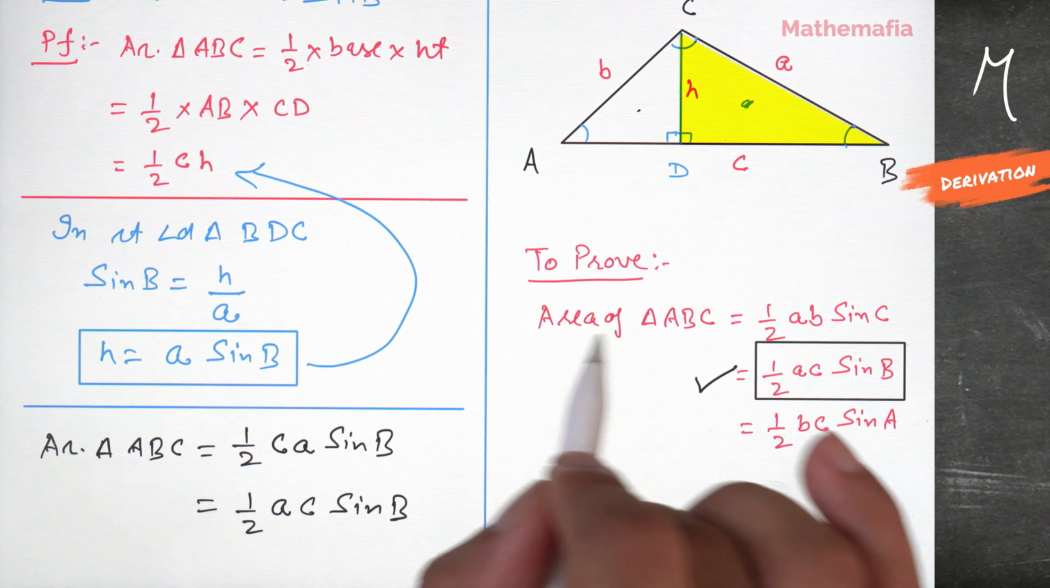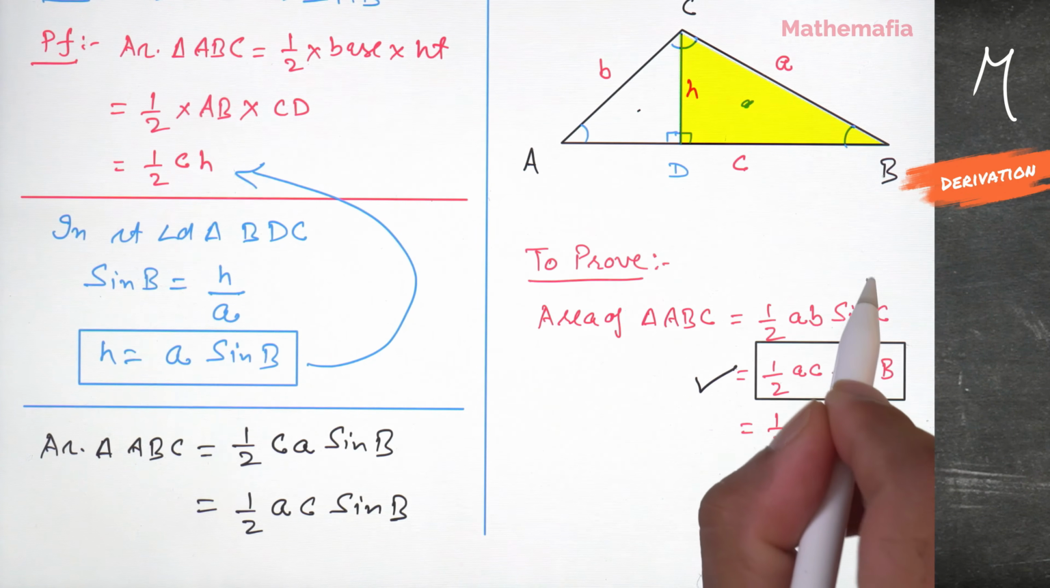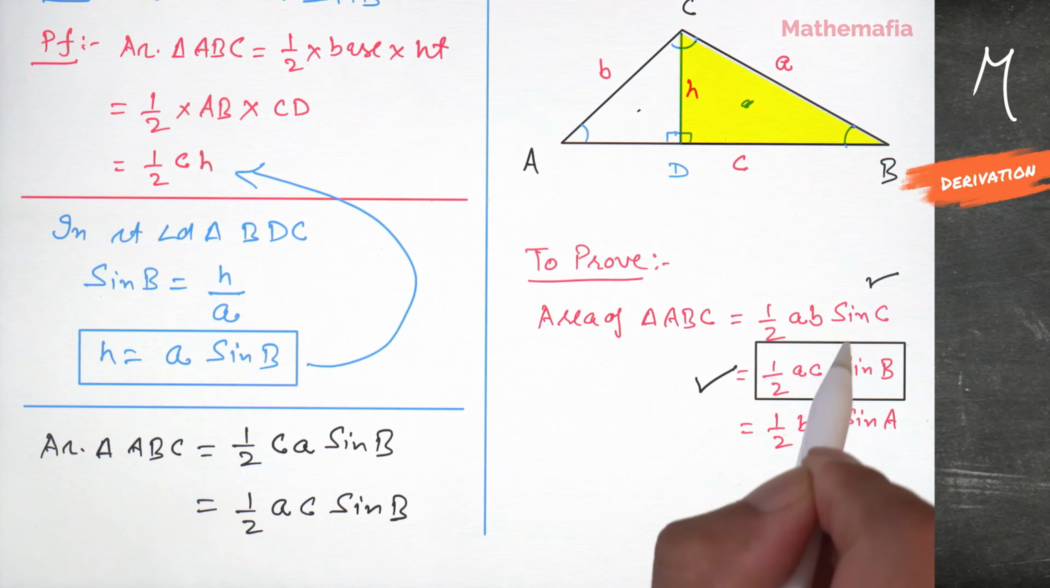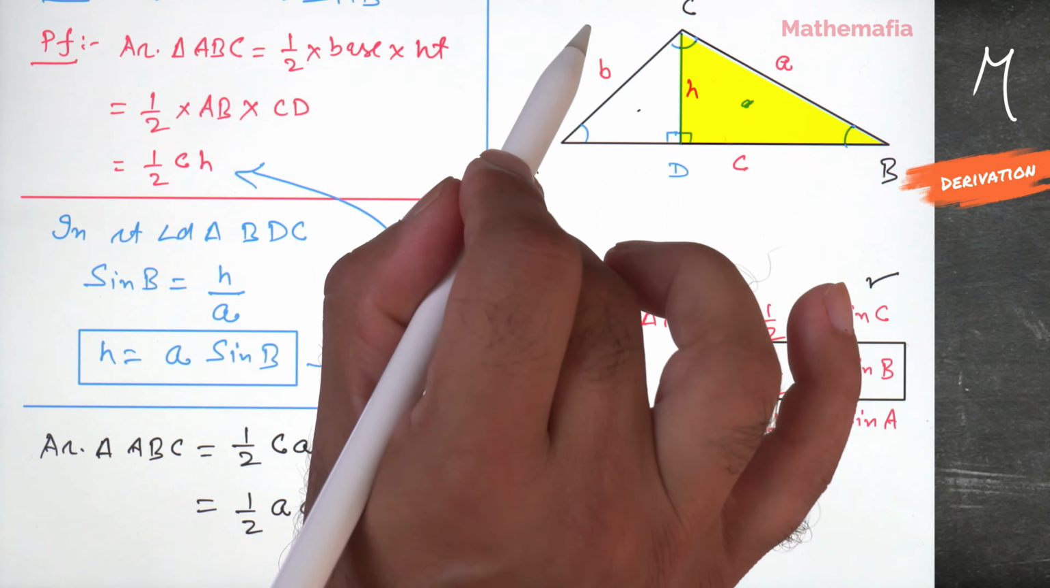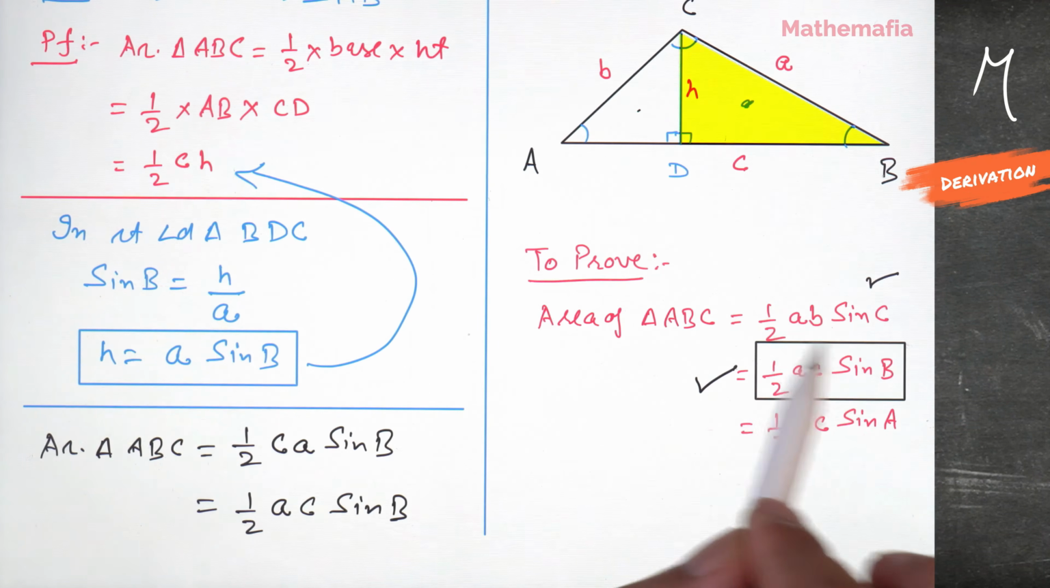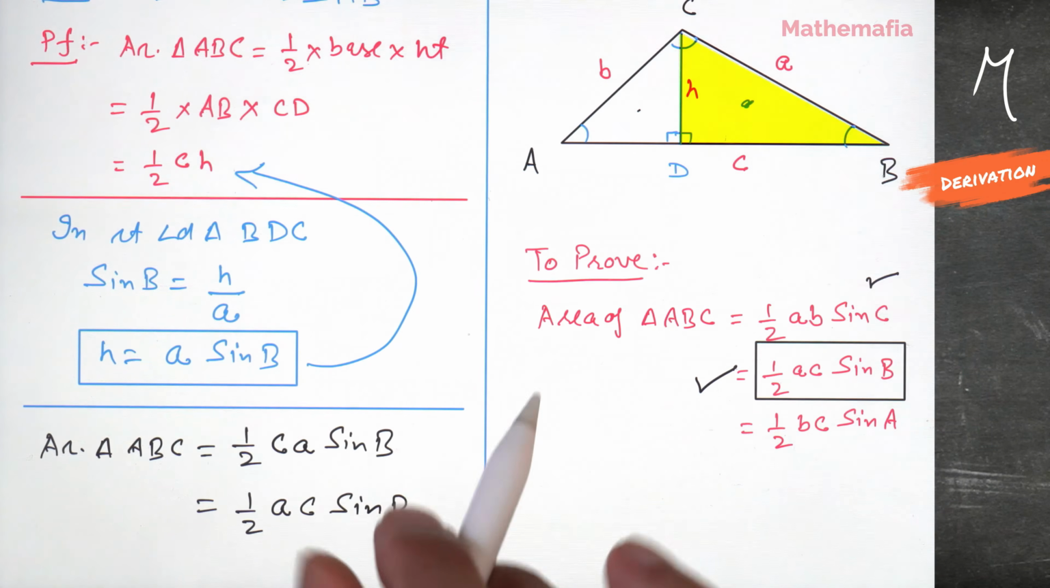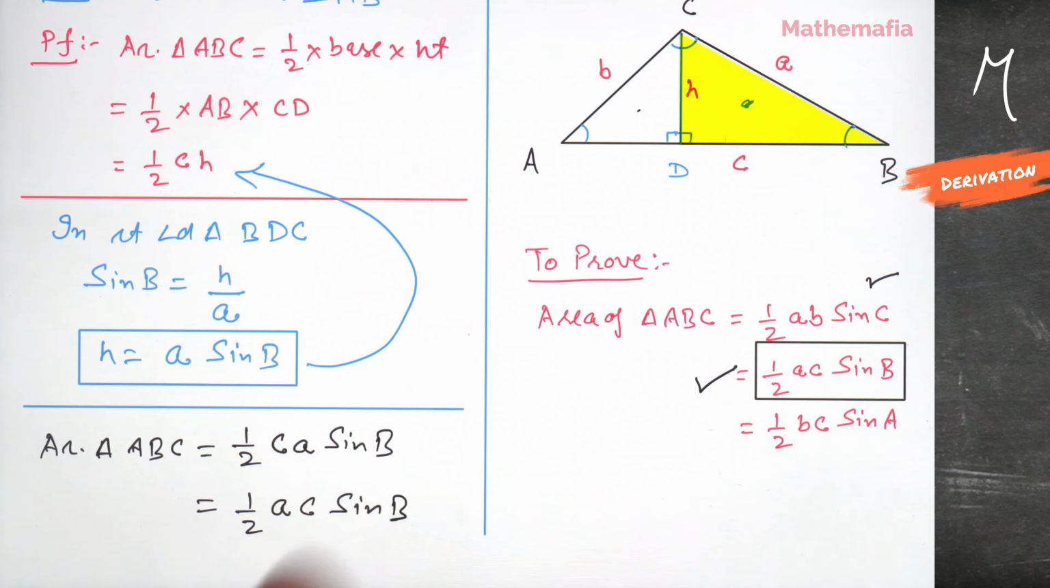Now similarly we can prove area of triangle to be equal to this as well, and for that we would draw a perpendicular from vertex A or vertex B. So try doing this part yourself. That's how we derive this formula, and I have already shown you how to remember it.